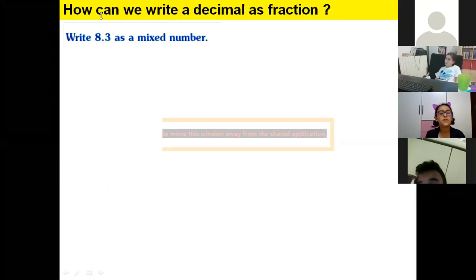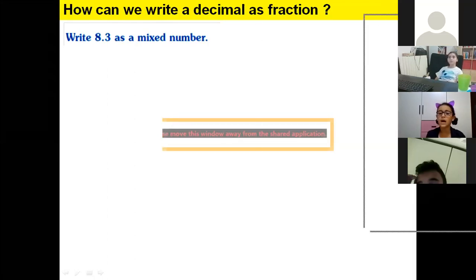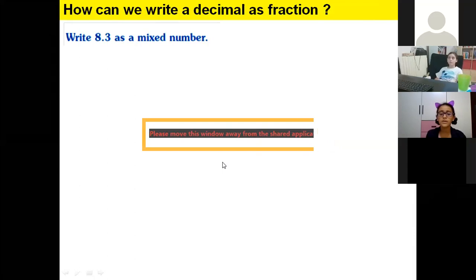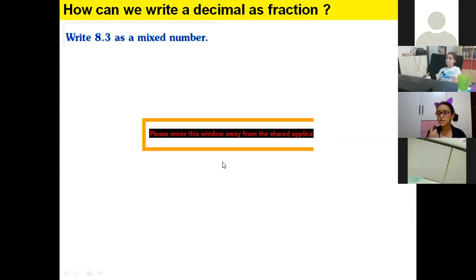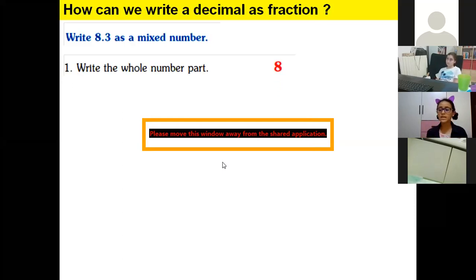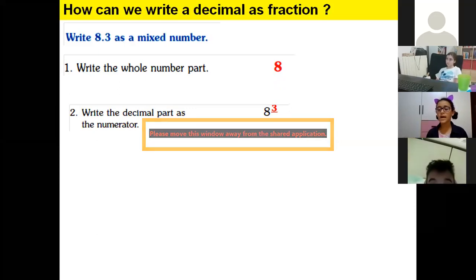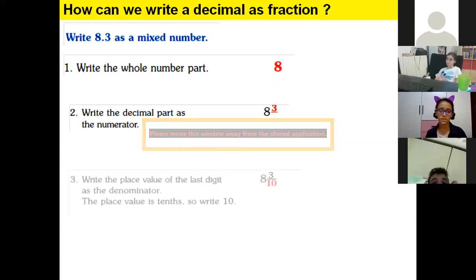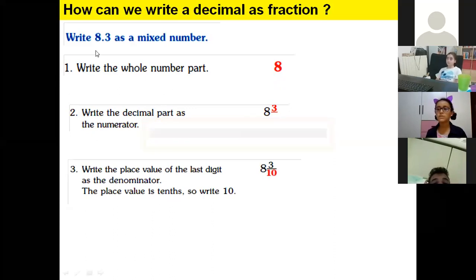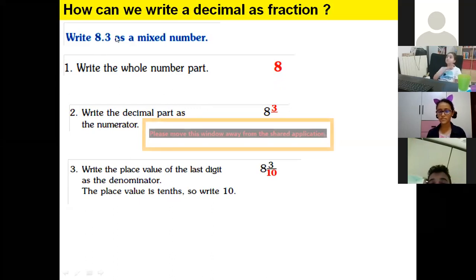Okay, teacher. So first of all, we're going to look at the 8. It's going to be our whole number. We've got one digit after the point, and there is a 3 in it. So we put the 3 as the numerator. Excellent, Salma. So the whole number is 8 and 3 is the number after the point, which is the numerator.